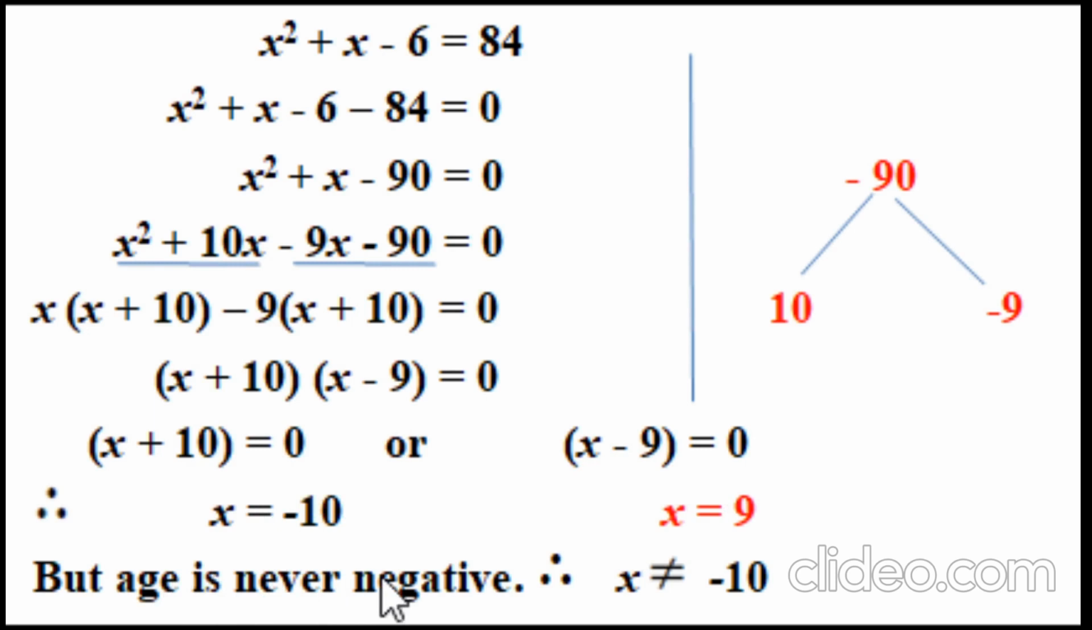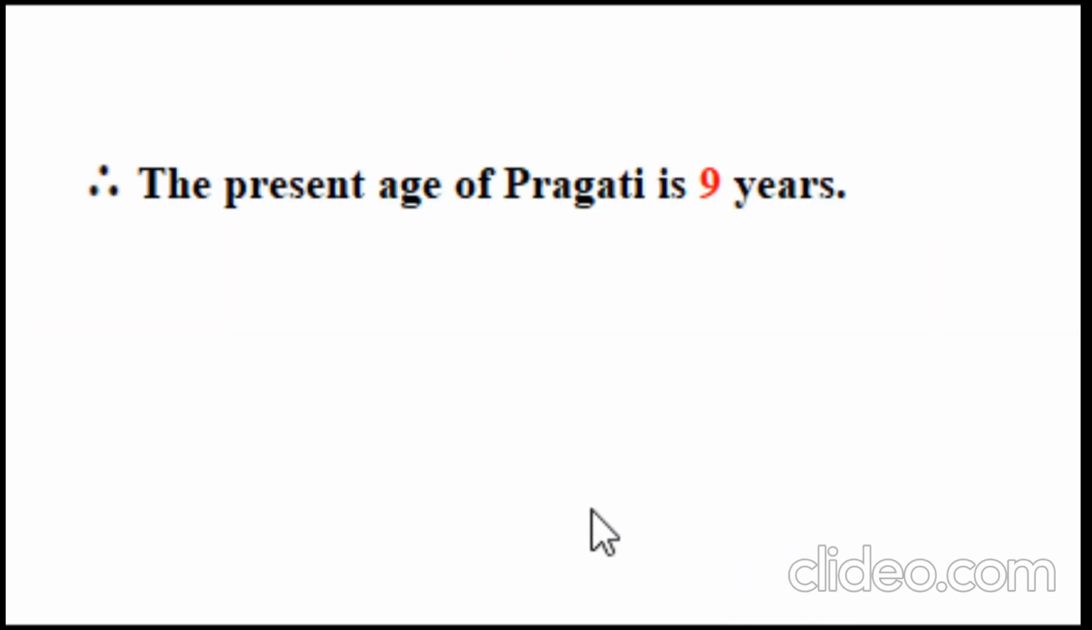But age is never negative. So this option lapses, and we cannot take x as minus 10. So x is not equal to minus 10. Therefore x is equal to 9. Therefore the present age of Pragati is 9 years.